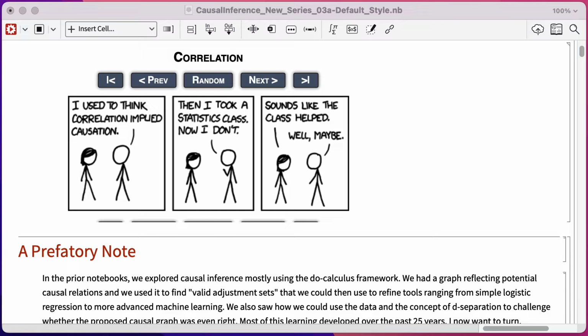If you like cartoons about causation, this is about as good as it gets. It's courtesy of the cartoon series XKCD that I highly recommend.